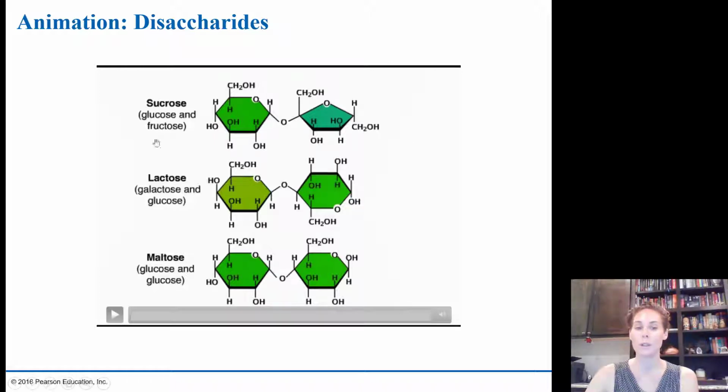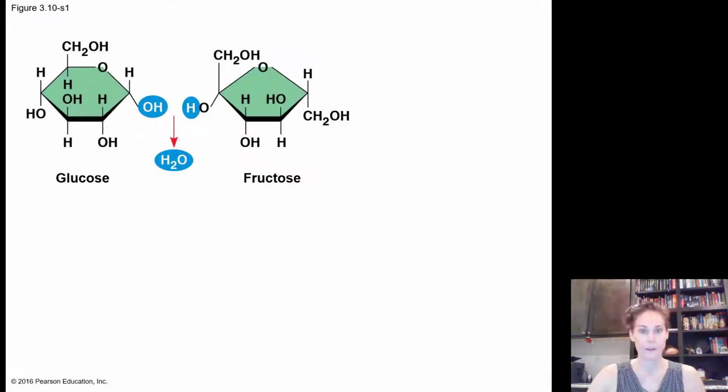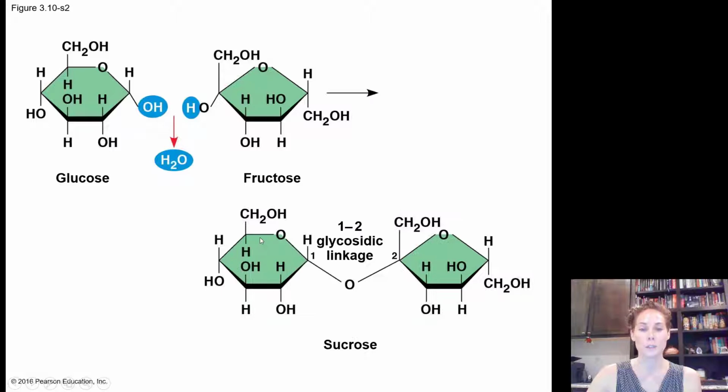Now, I don't care that you know what sucrose, lactose, or maltose is. I'm not going to ask you to write this, but what I do want you to understand is how they're made, right? Hopefully you saw that the water was taken out and that this linkage right here is the glycosidic linkage. So here is the same image over again, glucose and fructose to make sucrose. We had the dehydration reaction occurring right here. You had to take a water molecule out in order to give them the ability to hold hands. And holding hands right here is called a glycosidic linkage.